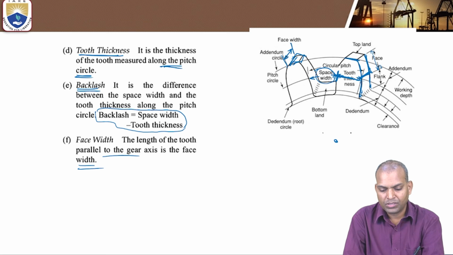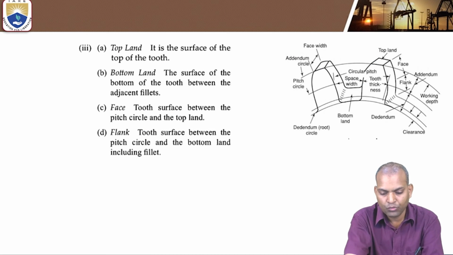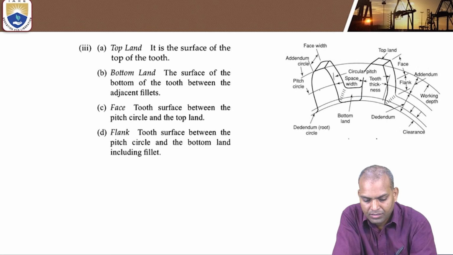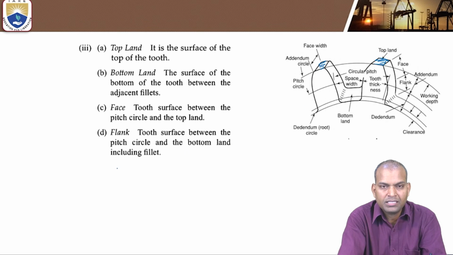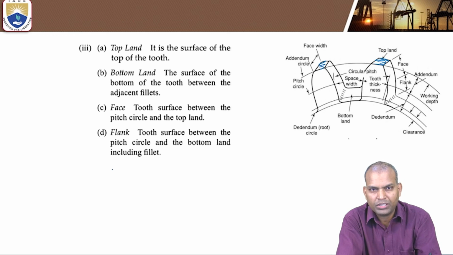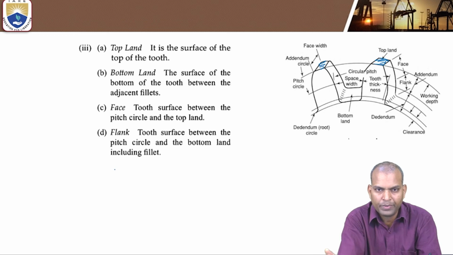So these are the terms, and there are some more terms here. What is the top land and the bottom land? This is the bottom land, and this portion is the top land. The top land is the surface of the top of the tooth.